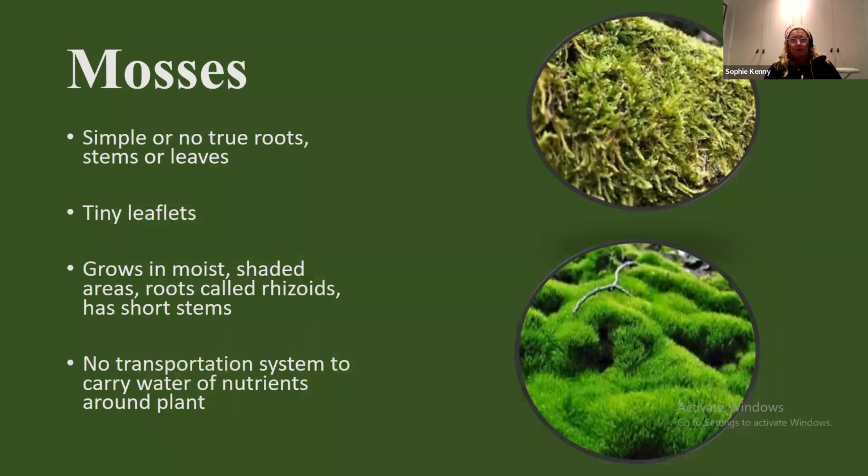So as I said before, mosses are really small. They're really tiny. They're very simple. They have no true roots or stems or leaves. And they have tiny little leaflets, which is what you can see in that top picture. And they grow in moist shaded areas, and the roots are called rhizoids, and they have tiny little short stems. If you've ever tried to pull a moss off a rock, they come off very easily. And they have no transportation system to carry water or nutrients around the plant.